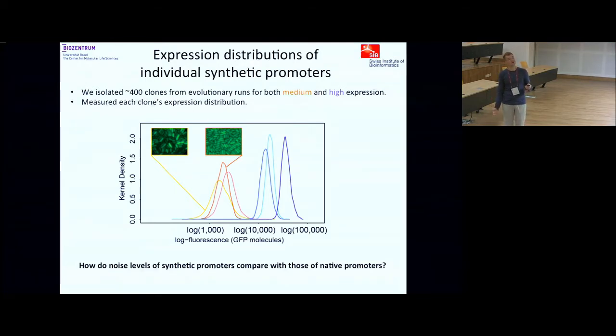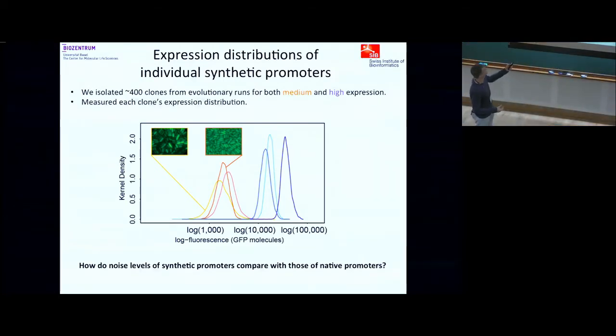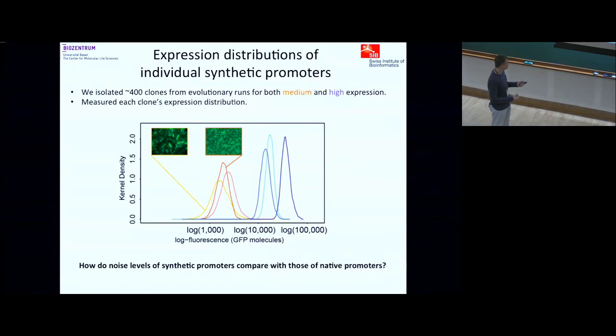And here I'm showing you some histograms of the expression distributions of those promoters. So here are examples of some mean expressing promoters, and here are some examples of high expressing promoters. All right, so now we can measure the mean and variance of all these synthetic promoters that we selected, of these few hundred. So now we asked, how do the noise levels of these synthetic promoters compare with those of the native ones in E. coli, that E. coli has evolved over billions of years?